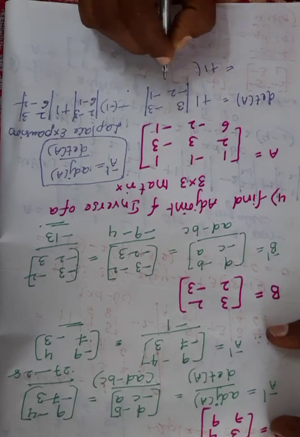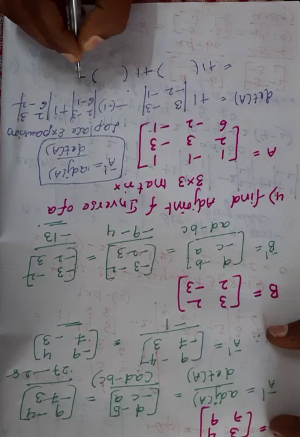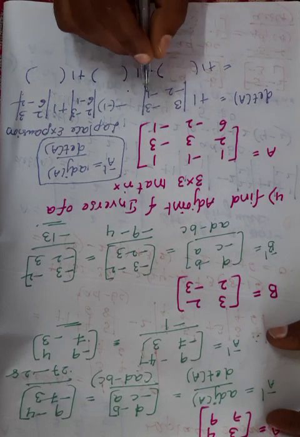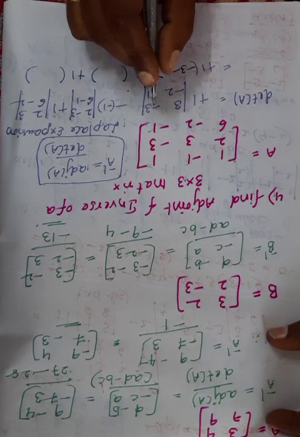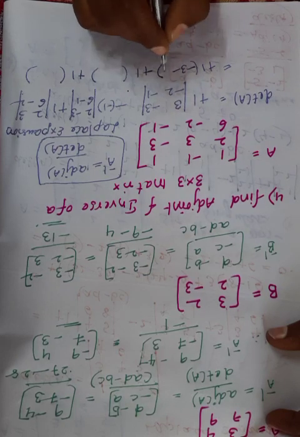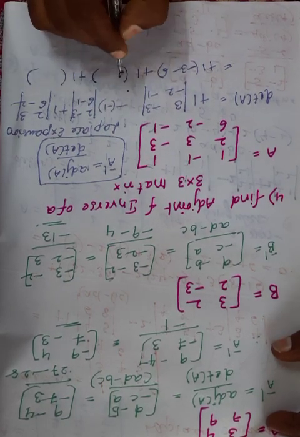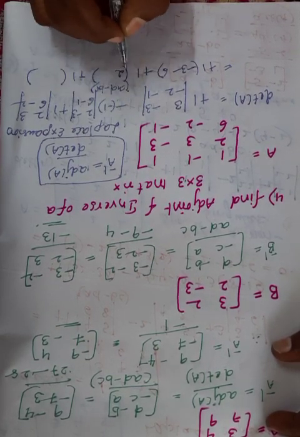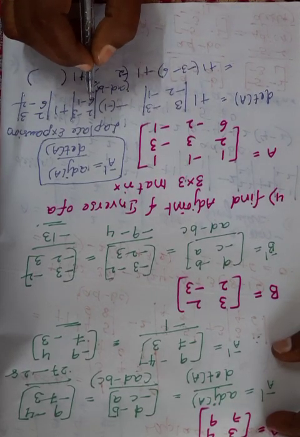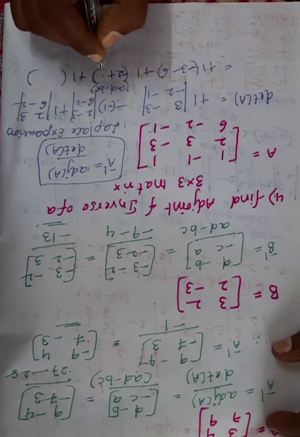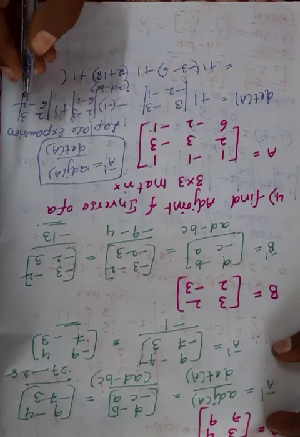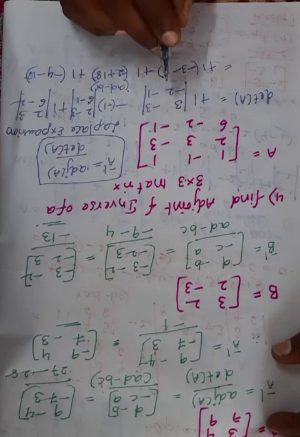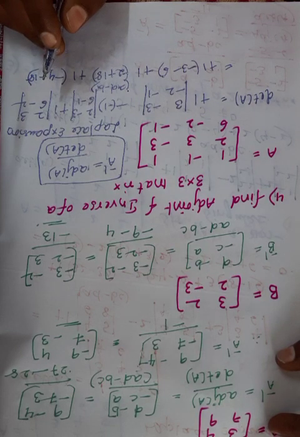Plus 1 bracket, plus 1 bracket, plus 1 bracket. Here minus into minus is plus. 3 into minus 1 is minus 3, minus into minus plus, 3 into 2 is 6. Here I am using AD minus BC. 2 into minus 1 is minus 2. Minus 3 into 6 is minus into minus plus 18. Next 2 into minus 2 is minus 4, minus 6 3s is 18. For all these 3 we use the same formula, AD minus BC.